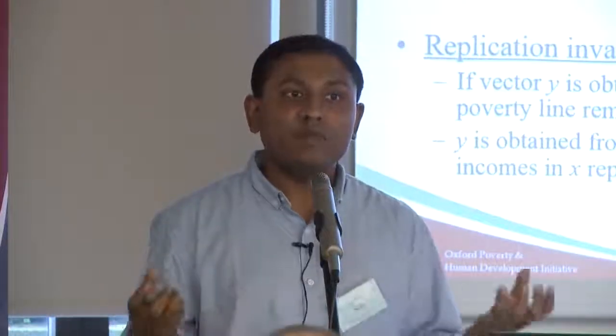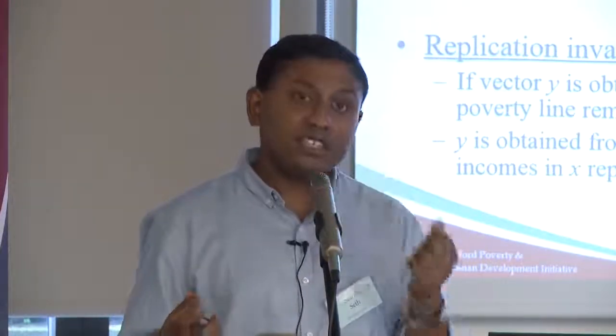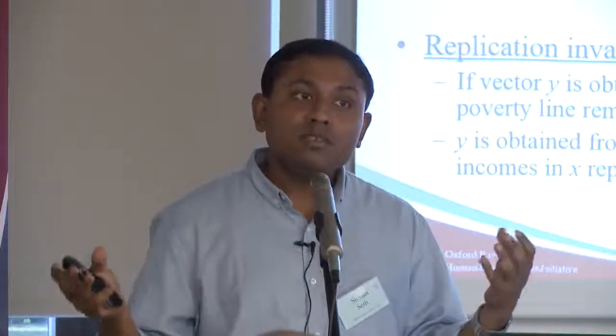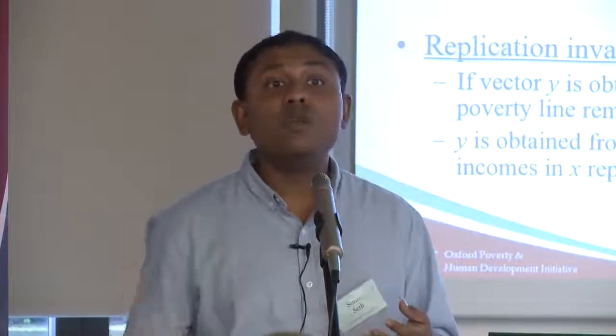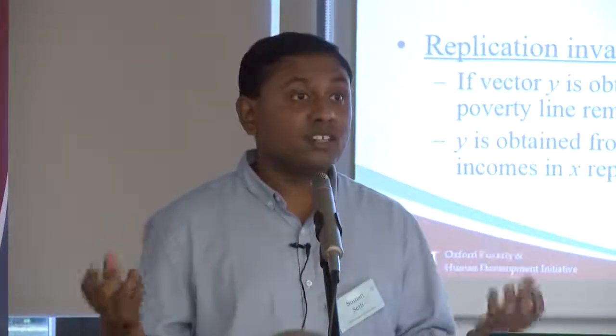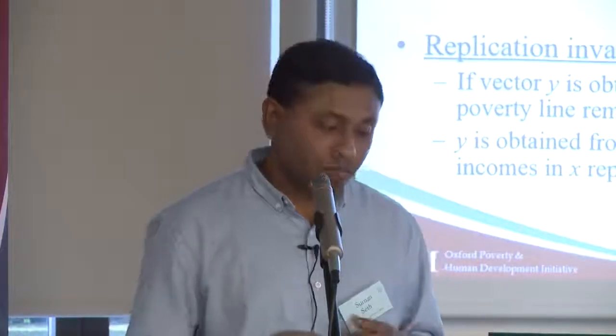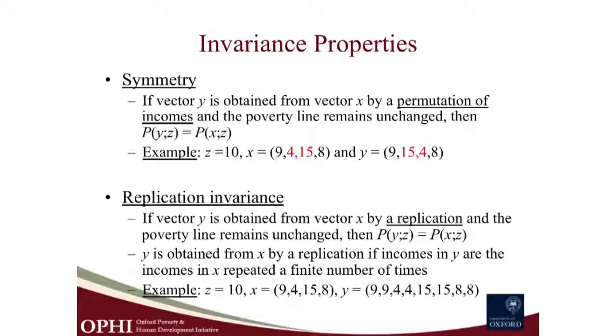This property can be debated, but those who think that population size should not matter tend to say that if you replicate the population, if you create clones of people and create another society, overall poverty should not change. This is an example. You have a poverty line of say 10. The original distribution has 9, 4, 15 and 8. And then you get another distribution where you just replicate this. So you have created a clone of these 4 people here. And the idea is that the poverty should not change.